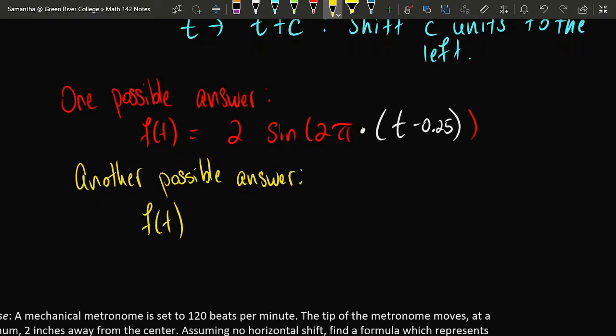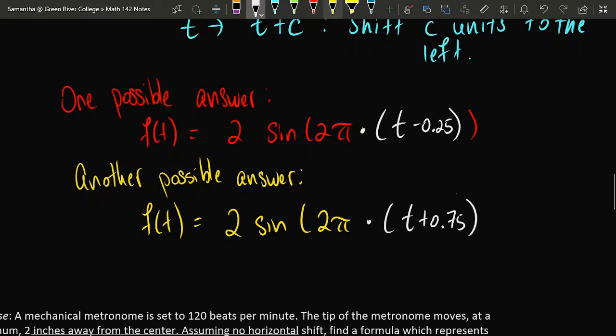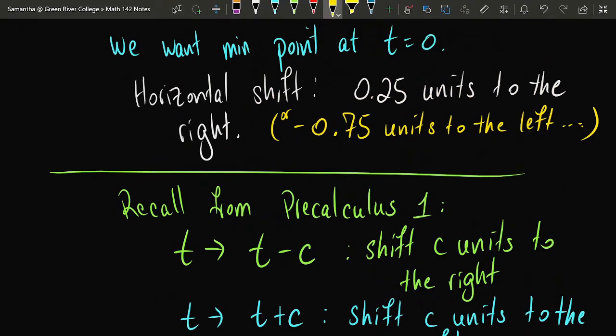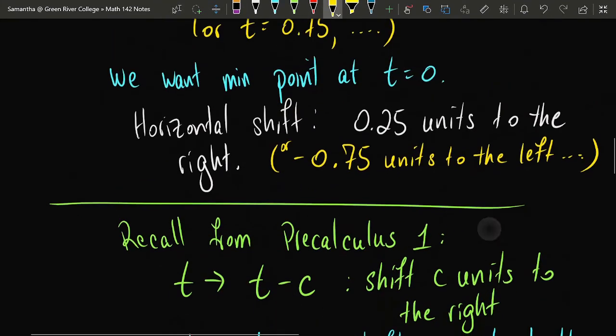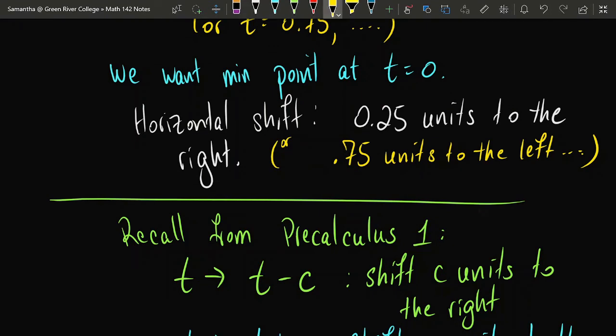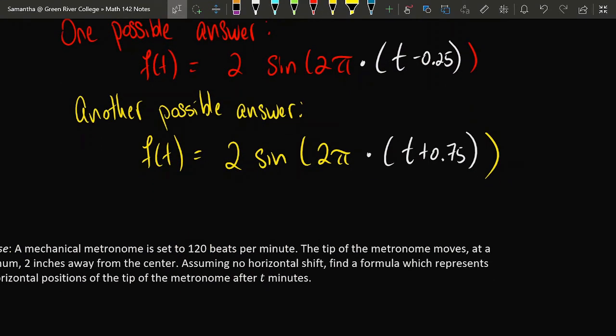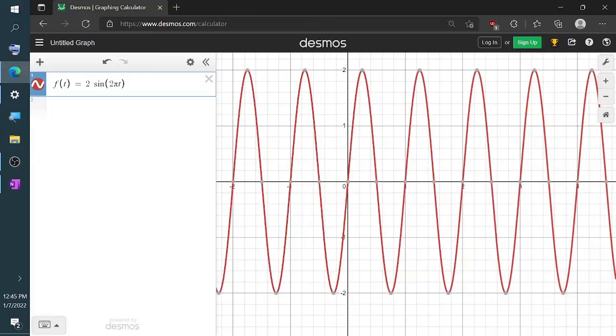would be to use f of t equals 2 times sine of 2 pi, but this time I'll replace t with the quantity t plus 0.75. This equation would shift the graph 0.75 units to the left. Oops, I shouldn't have this minus sign here. This would shift the equation 0.75 units to the left. So this would be another way of changing the time so that the object was at its lowest point at time t equals 0. Let's go ahead and check on Desmos that both of these answers are correct.